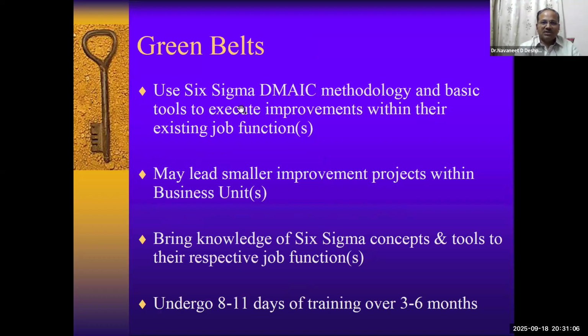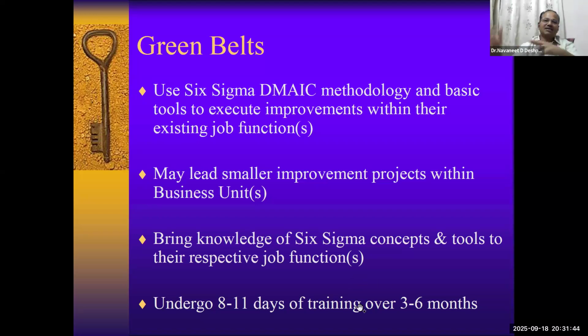Then towards the end, you use the Six Sigma DMAIC methodology and basic tools to execute improvement within the existing job functions, may lead smaller improvement projects within business units, and bring knowledge of Six Sigma concepts and tools to respective job functions, undergoing 8 to 11 days of training over 3 to 6 months. Not that you have to stay there only. Initial training could be just for knowledge purposes. Then the knowledge has to be taken some time for implementation, that is known as the green belt. So once that is over, just 8 to 11 days of training, it can happen again and again at certain intervals, maybe at the weekends or something like that, just like how we take these classes at weekends.